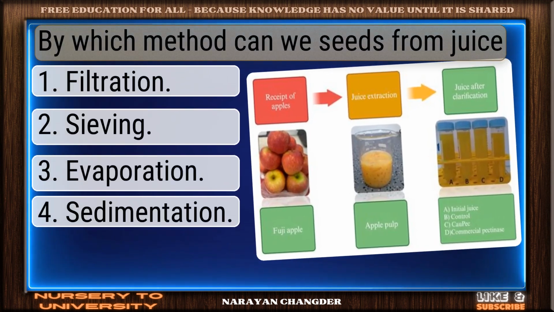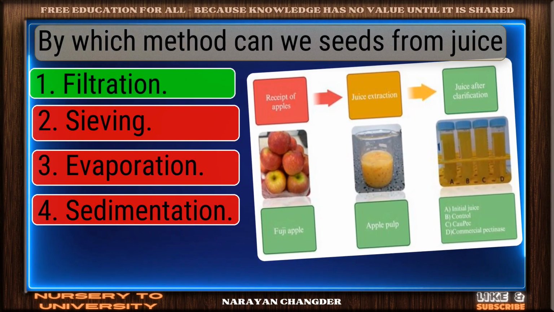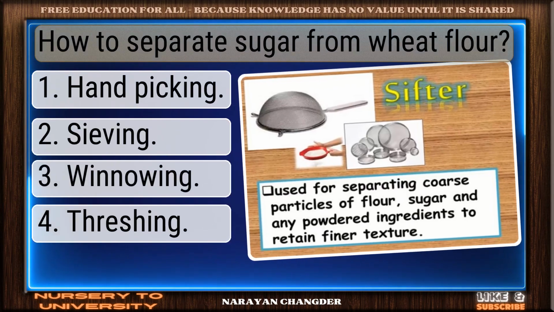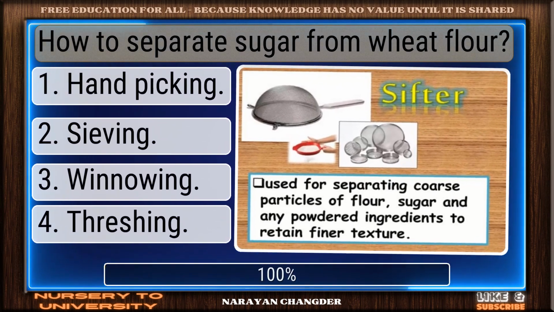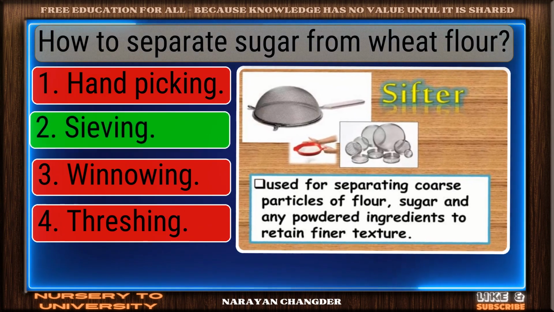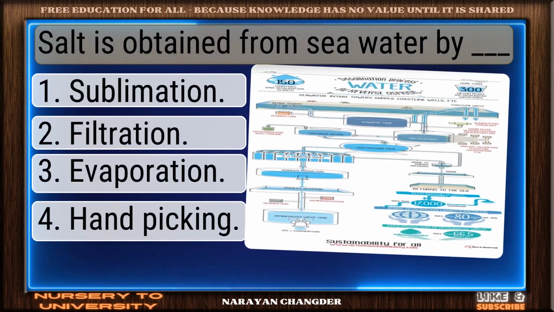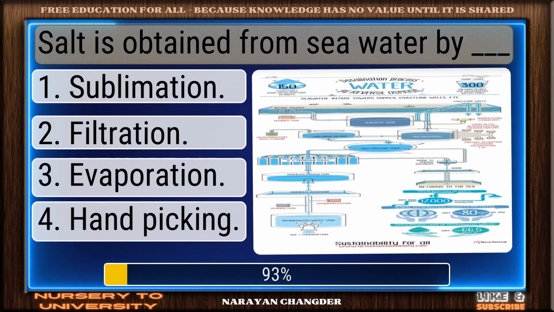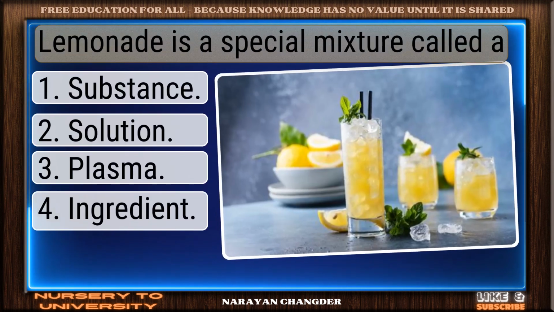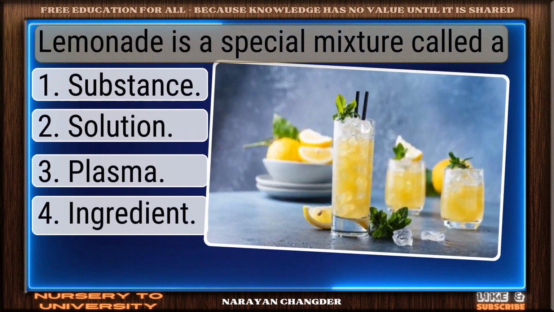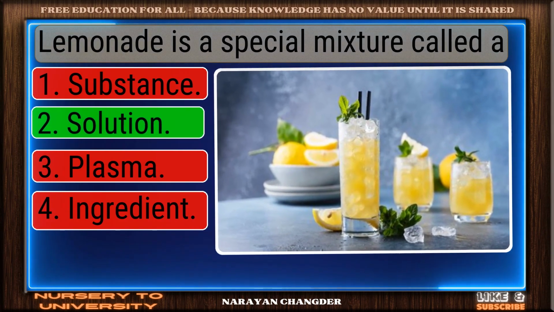By which method can we separate seeds from juice? Well done. Filtration is the right choice. How to separate sugar from wheat flour? You got it. Your choice, sieving, is right. Salt is obtained from seawater by dash. Strong choice. Evaporation is the right answer. Lemonade is a special mixture called a... You chose solution, and it is correct.